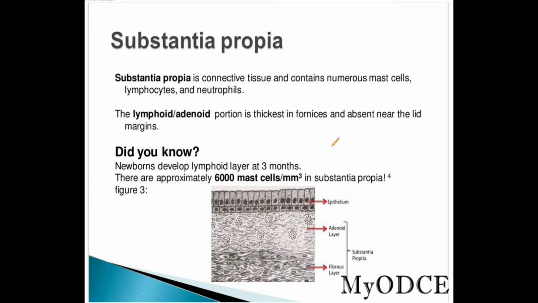The lymphoid layer is thickest in the fornices and absent near the lid margin. Interestingly, newborns don't develop a lymphoid layer until 3 months. And amazingly, there are over 6,000 mast cells per cubic millimeter of substantia propria, which helps explain why the conjunctiva has such a propensity towards allergic reactions.